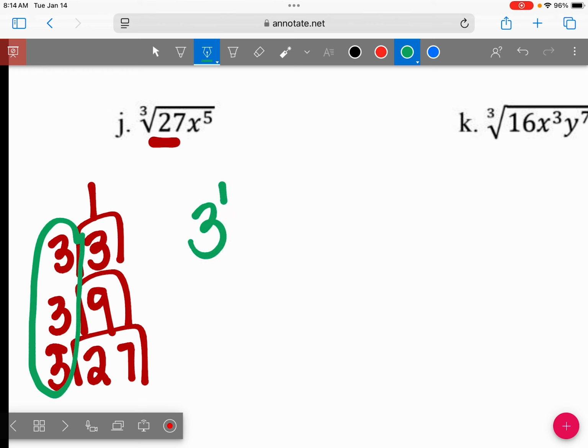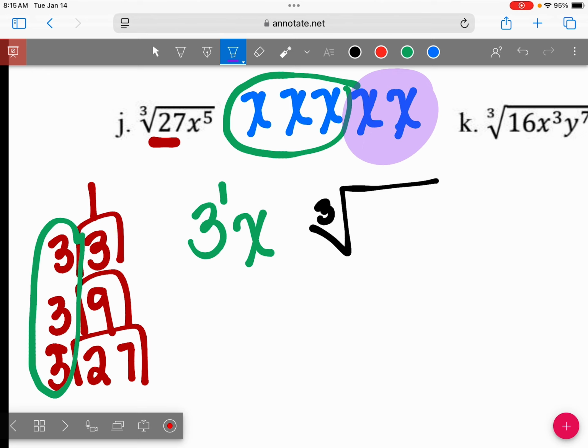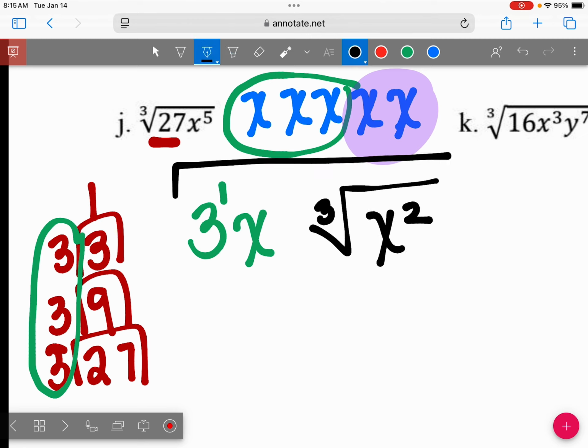So that means I have 3 to the first that's coming out. That 1 means one set. And you don't have to put the 1 if it's just one set. Now let's look at our x's. We have 1, 2, 3, 4, 5. So I have one set of triplet x's. That's going to come out. So then we have the cube root of, and then under our cube root, this has to stay. So how many x's were left out? 2. So that means x squared is underneath the radical, and that is our final answer.